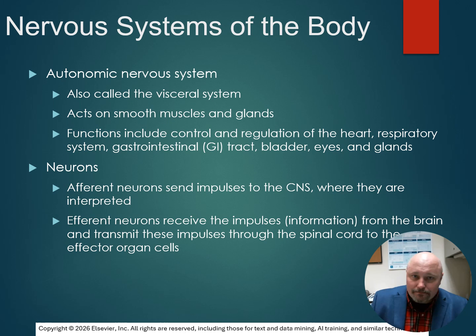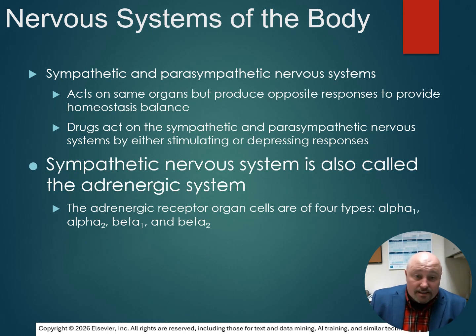When discussing the sympathetic and parasympathetic nervous systems, these act on the same organs but produce opposite responses to provide homeostasis balance. They also have drugs that act on the sympathetic and parasympathetic nervous system by either stimulating or suppressing responses. The sympathetic nervous system is also called the adrenergic system. And within this adrenergic receptor organ cells, there are four types: alpha 1, alpha 2, beta 1, and beta 2.